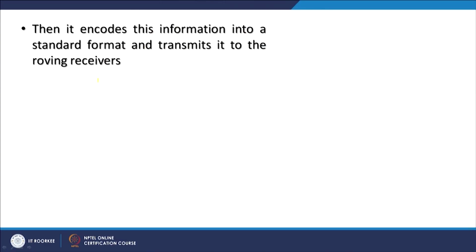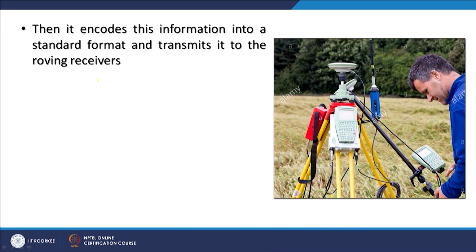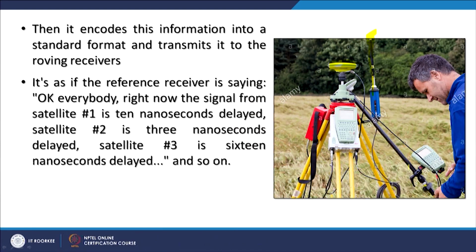And once this information is there, it puts this information into a standard format and transmits it to the roving receiver in real time. And this is how it is shown here. This is a complete setup of a differential GPS station, and you can also see a transmitter shown here. This is the receiver, and these are the controls.